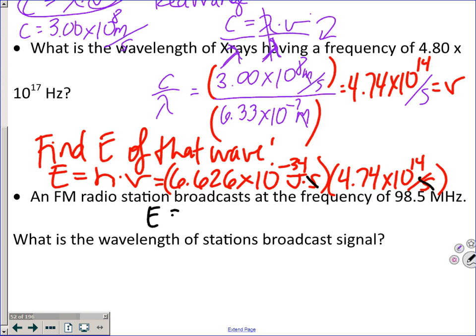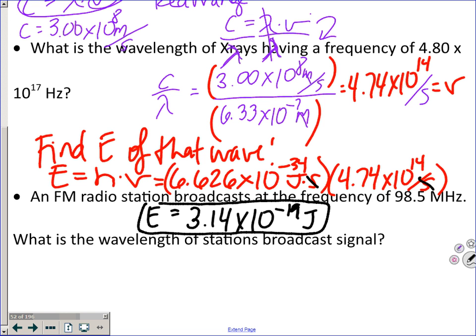Any takers? E is equal to 3.14 times 10 to the negative 19 joules. That's a negative 19. There you go. So we take our wavelength and our frequency, we figure out whichever one we don't have, take our frequency, plug it into the energy equation, and get energy. So there's two equations, yeah.